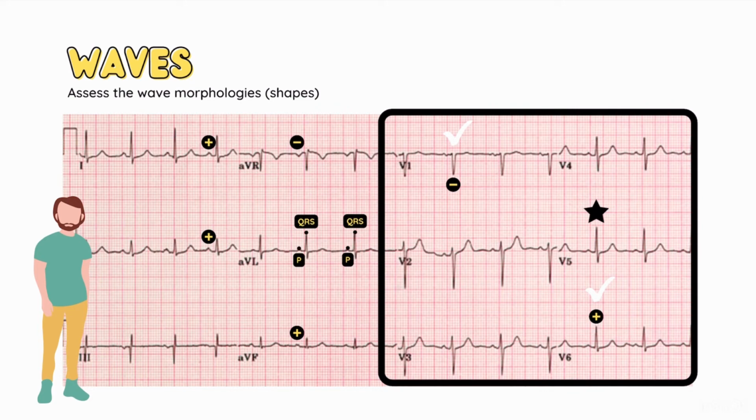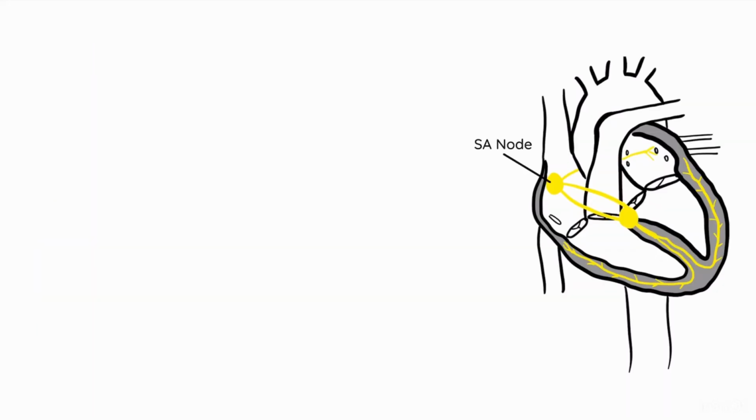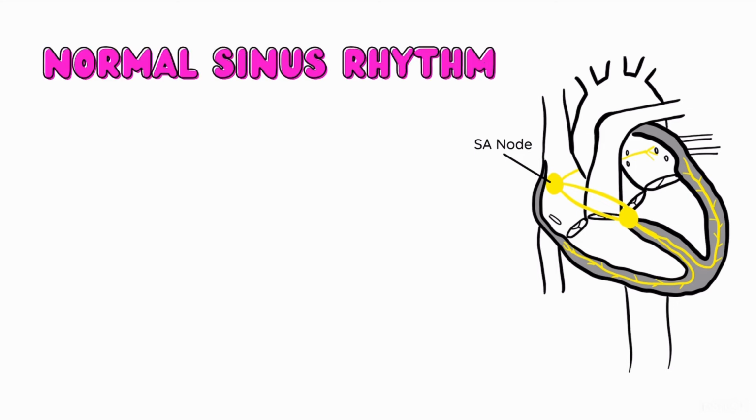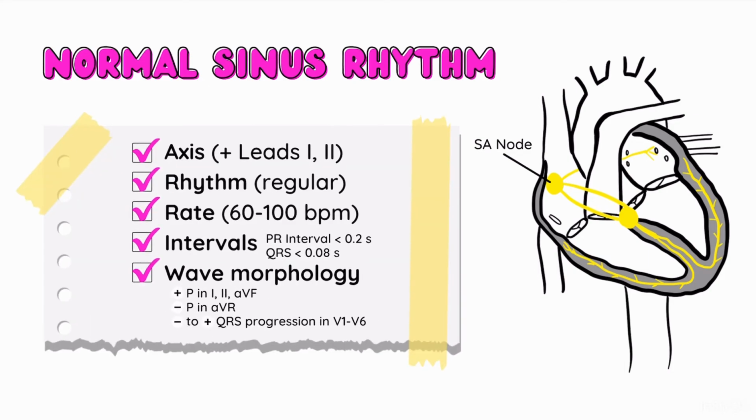All these features suggest that the heart is beating normally with initiation of conduction from the sinoatrial node, or SA node. Therefore, we call this normal sinus rhythm. By studying Anthony's ECG, we have learned about the features of normal sinus rhythm.